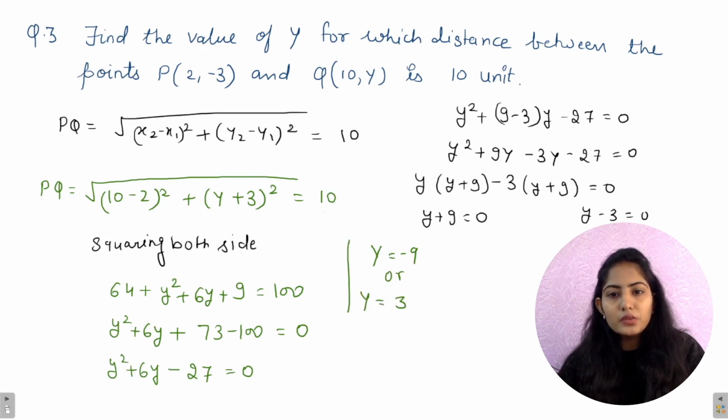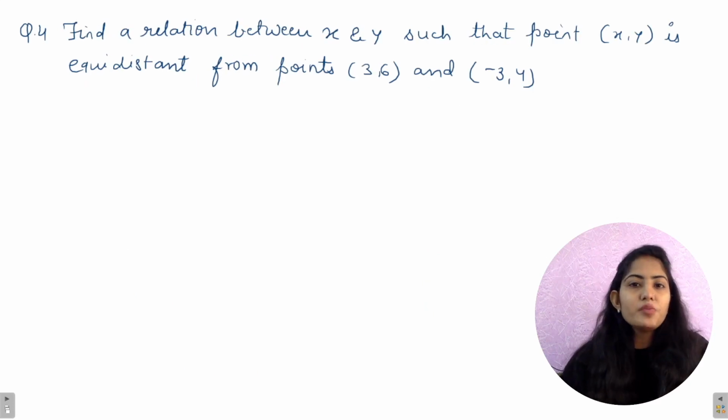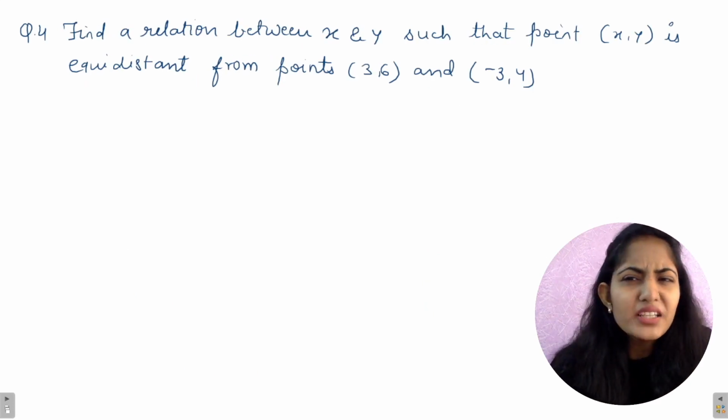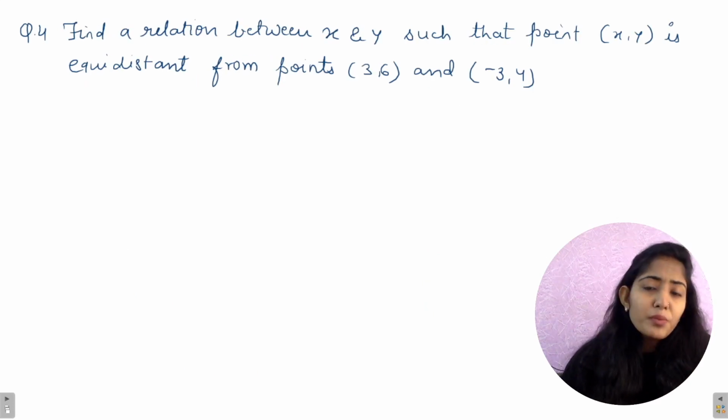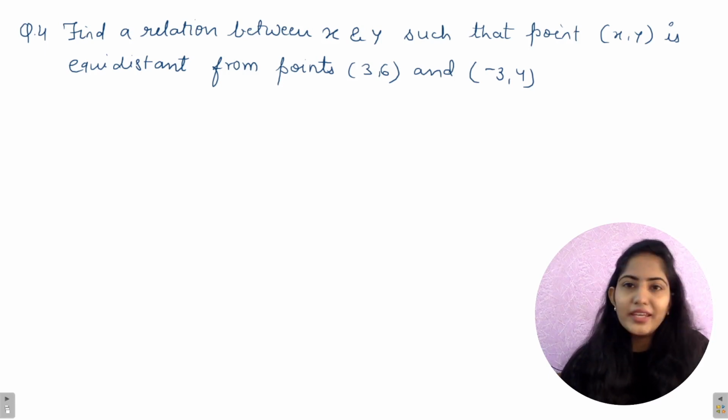Okay, so now come to the next slide. Find a relation between x and y such that the point (x, y) is equidistant from the two given points. Very interesting question, guys.